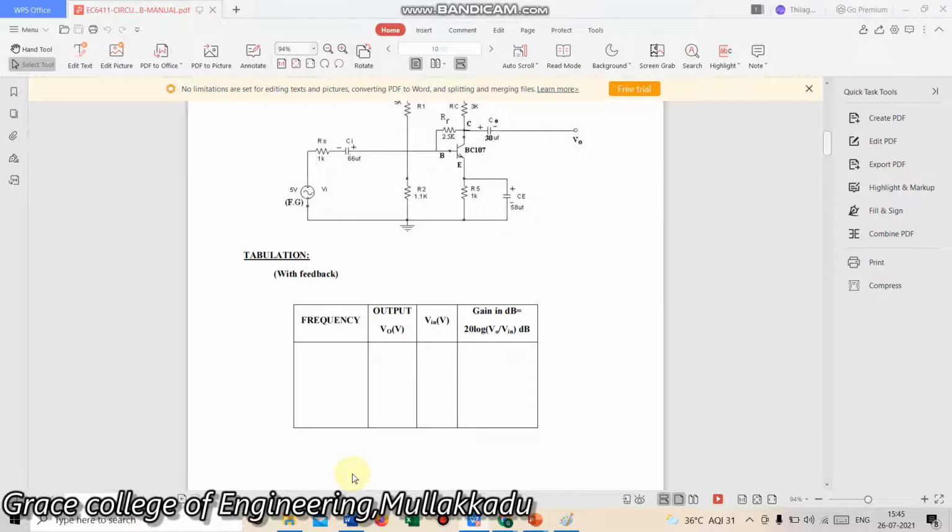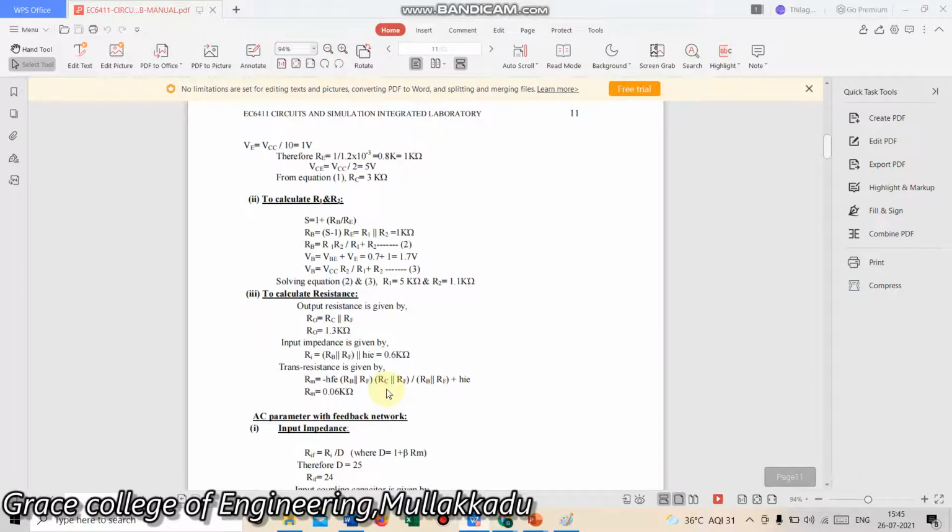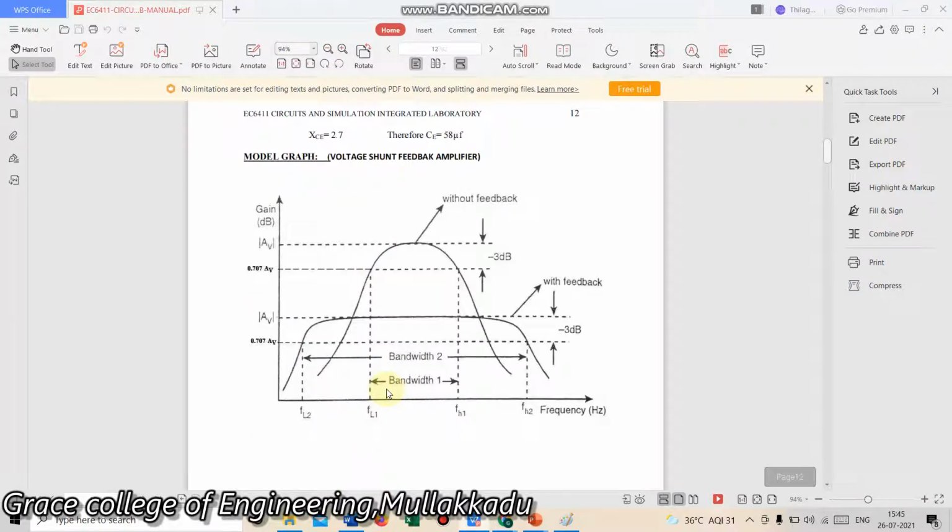See, this is the table. We have to vary the frequency and measure the output voltage, and we have to calculate the gain. The other parameters which we have to calculate are R1, R2, output resistance, and input impedance.